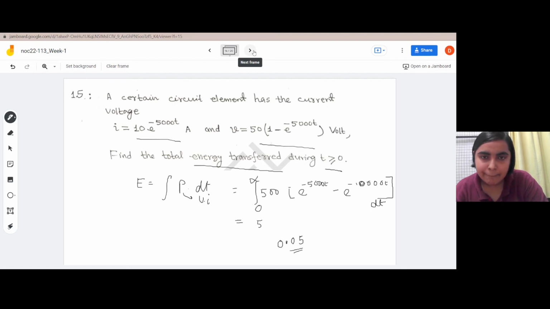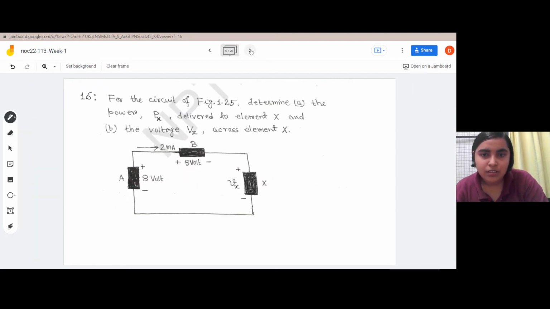Okay. For the other question, you have a circuit. The load across each element is given. You have to find Vx. So this is pretty straightforward. Also, you have to find the voltage Vx and the power delivered to this particular element.